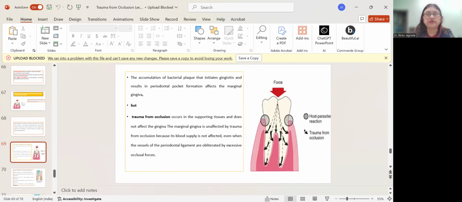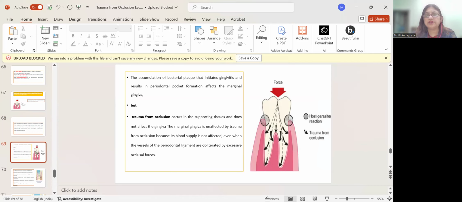The accumulation of the bacterial plaque. Now let's read about it. What does it say? The accumulation of the bacterial plaque that initiates gingivitis and results in periodontal pocket formation affects the marginal gingiva. But trauma from occlusion occurs in supporting tissues and does not affect the gingiva.